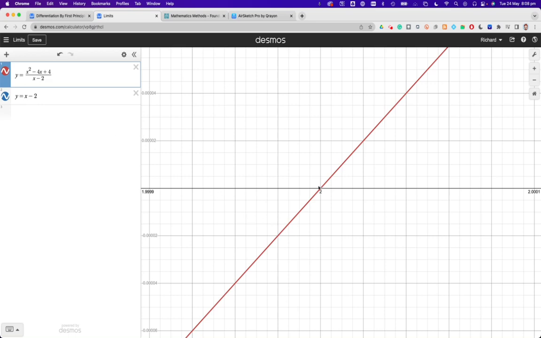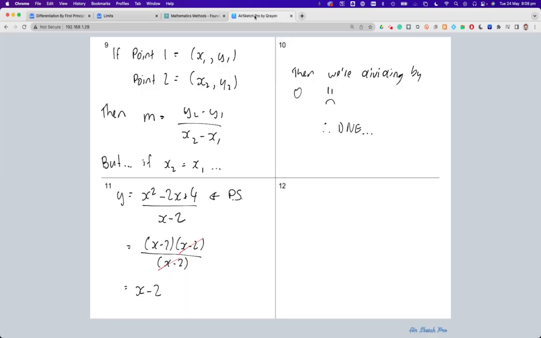So even though the graph looks the same, unfortunately, it is not the same because of the way it's been expressed. You'd literally have to define this function by saying x can't equal 2, because of the denominator problem. So it's not the same function. Y equals x minus 2 is a continuous function. It's defined everywhere for every value of x. Y equals x squared minus 2x plus 4 all over x minus 2 is defined everywhere except for x equals 2. So how do we evaluate this function?